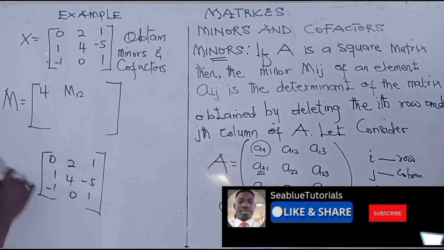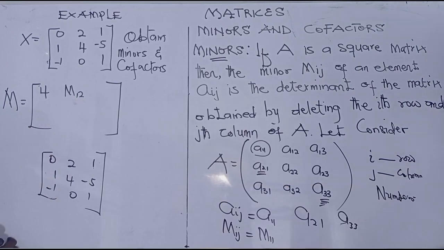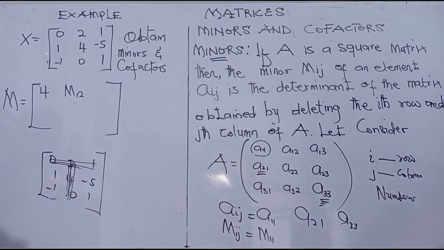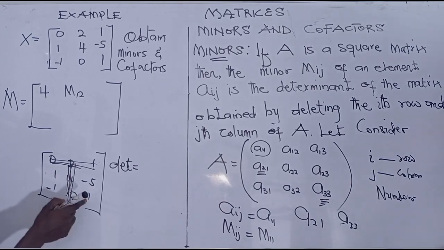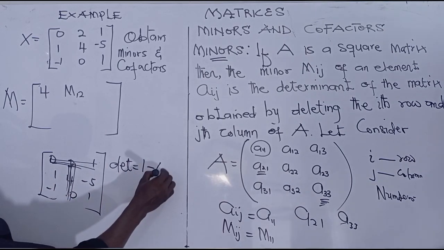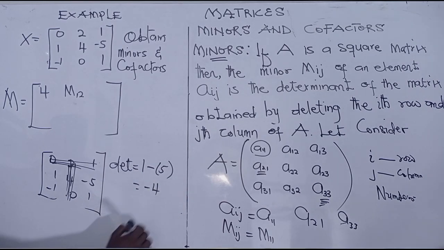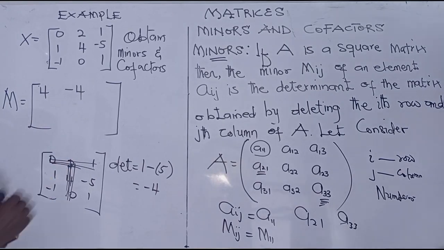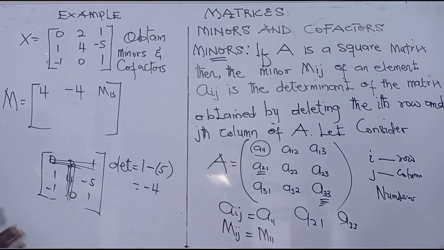So we are looking for this entry. This means that we are going to delete the first row and then the second column. So this is the first row and this is the second column. Then after that we find the determinant of the square matrix remaining. 1 times 1 will give us 1. We have minus, this time this will give us what? 5. So 1 minus 5 will give us what? Minus 4. So this entry is what? Minus 4. So let's look for M13, that is the minor at this position.